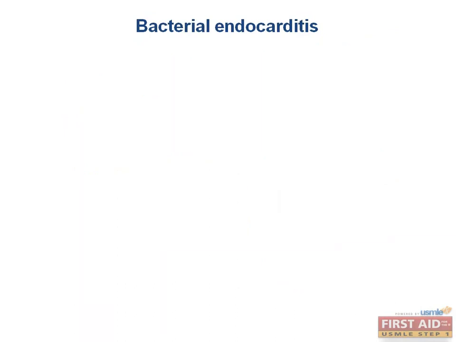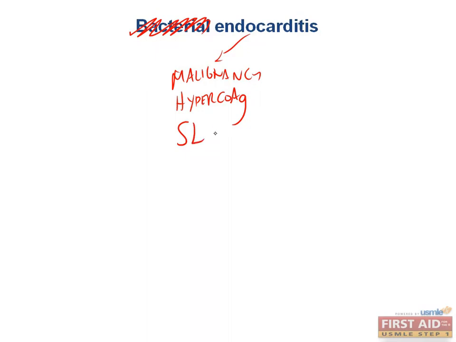Now, what about an endocarditis? What if we took out the bacterial? Then it just means that we have endocarditis without the bacterial infectious component. What are some conditions in which we can have an endocarditis that do not include some sort of infection? How about a malignancy, a hypercoagulable state, and lupus, systemic lupus erythematosus?